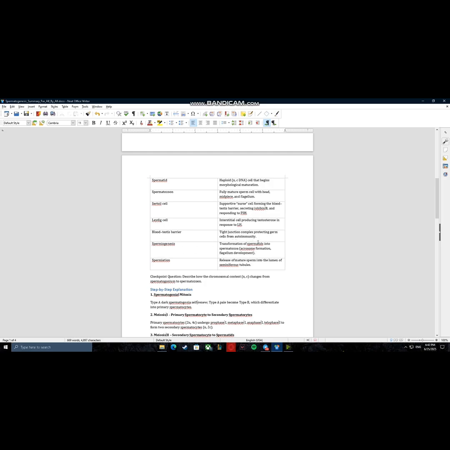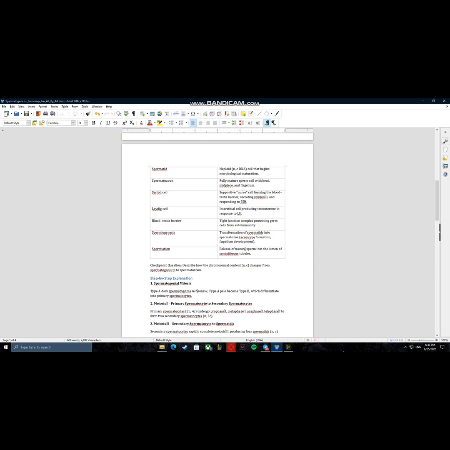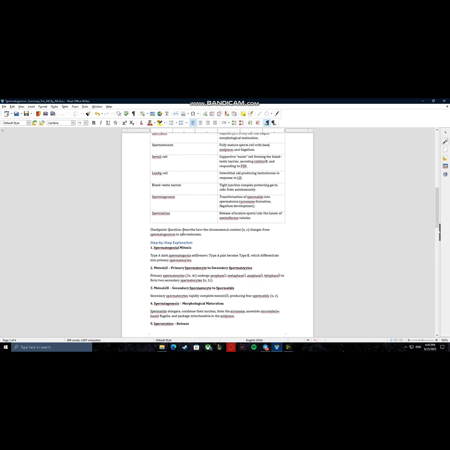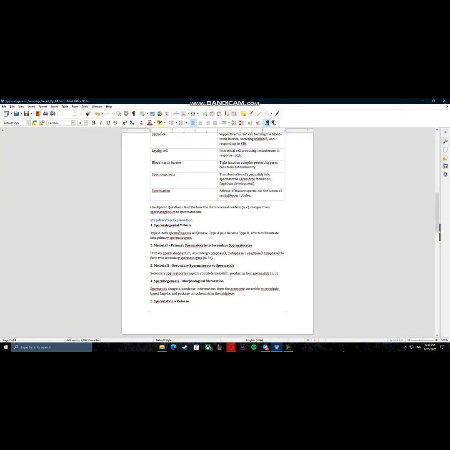Spermiogenesis is the transformation of spermatids into spermatozoa, with acrosome formation and flagellum development. Spermiation is the release of mature sperm into the lumen of the seminiferous tubules. Checkpoint question: describe how the chromosomal content, N/C, changes from spermatogonium to spermatozoon.